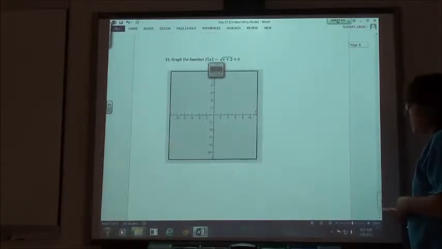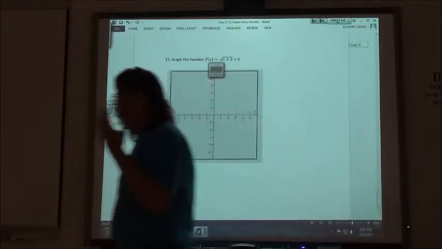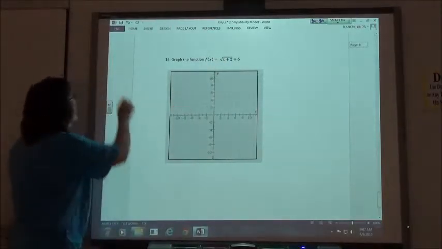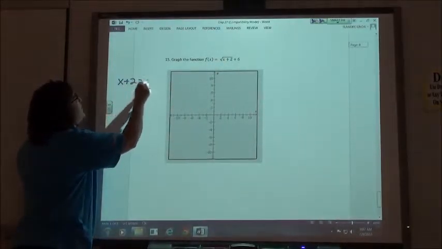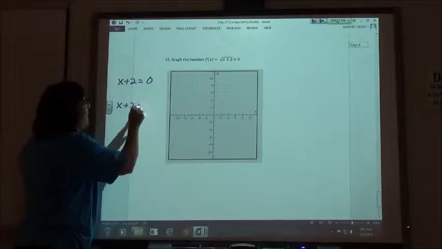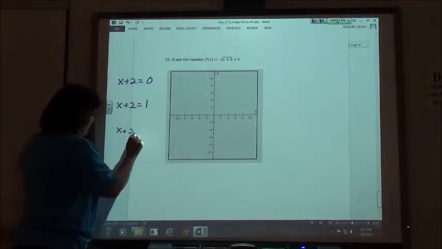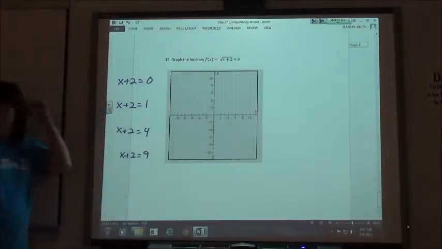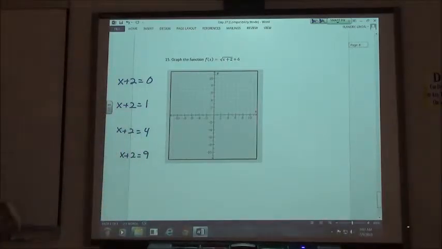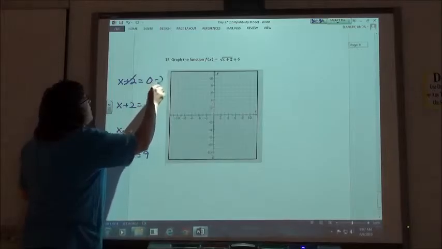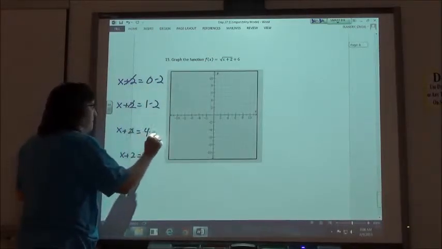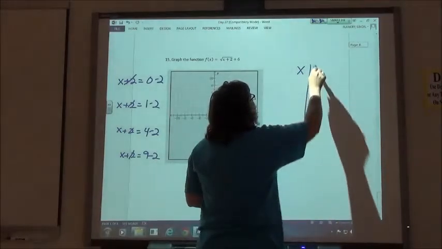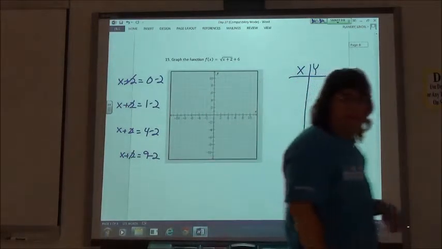And 15 must be the last one here. Again, we're doing a square root function. We want to take the part that's under the square root, x plus 2, set it equal to 0, to 1, to 4, and to 9, so that we end up with values that work out nicely. So we're going to subtract 2 on all of these. And so in our table, we would use what 4 values for x?